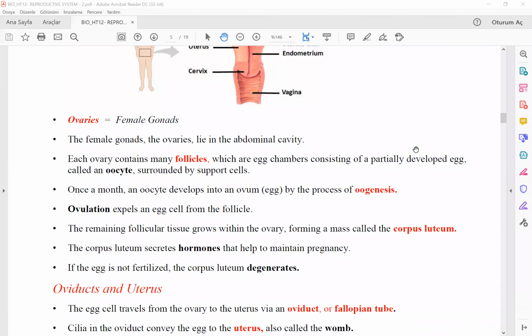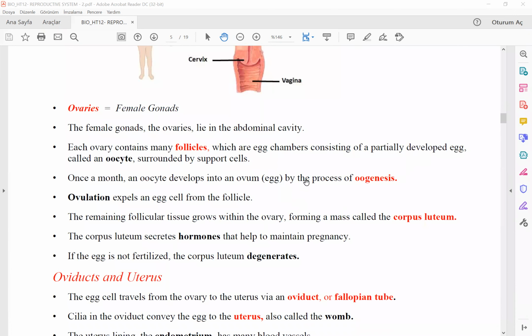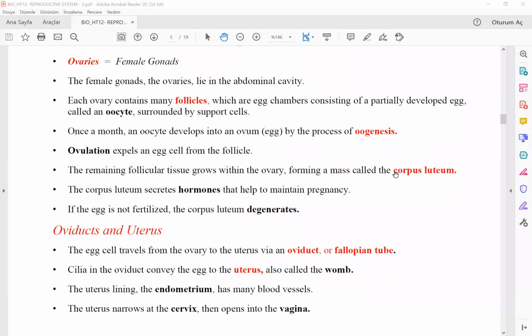Once an oocyte develops into an ovum by the process of oogenesis, and this is the production of egg by meiosis, and ovulation means expelling an egg from this ovary to the oviduct. Expulsion of the egg is ovulation. And this oocyte is present inside the follicle.